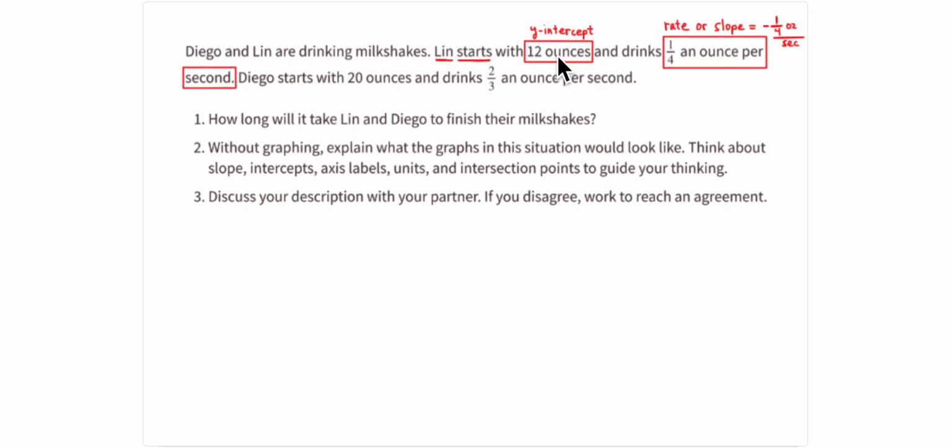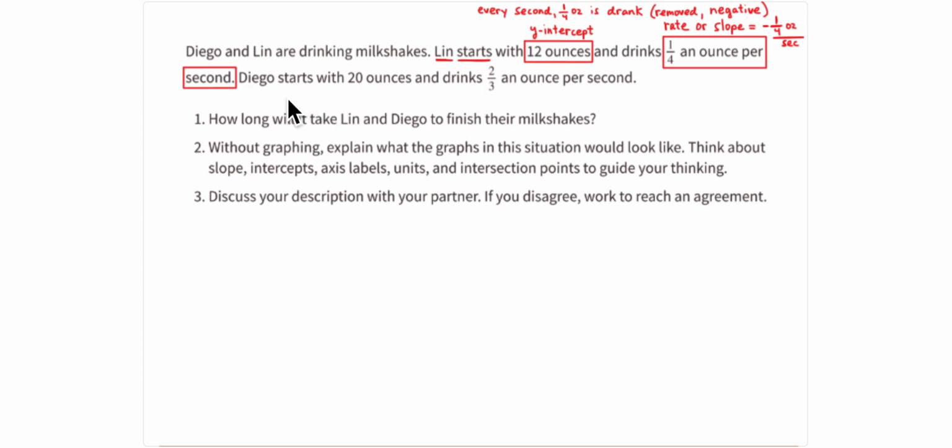So this 12 ounces, we're going to graph this, or actually you're supposed to explain the graph without graphing it. This 12 ounces is where she starts. So at time 0, she has 12 ounces. So this is the y-intercept. And she drinks at a rate of 1/4 of an ounce per second. That's the rate, or the slope. That's how much she's drinking every second. And that is a negative 1/4 of an ounce per second, because the milkshake is leaving, she's using it up. So when it all gets used up, that's the amount of time that it takes to drink that entire milkshake. So this 1/4 of an ounce is removed, it is negative.